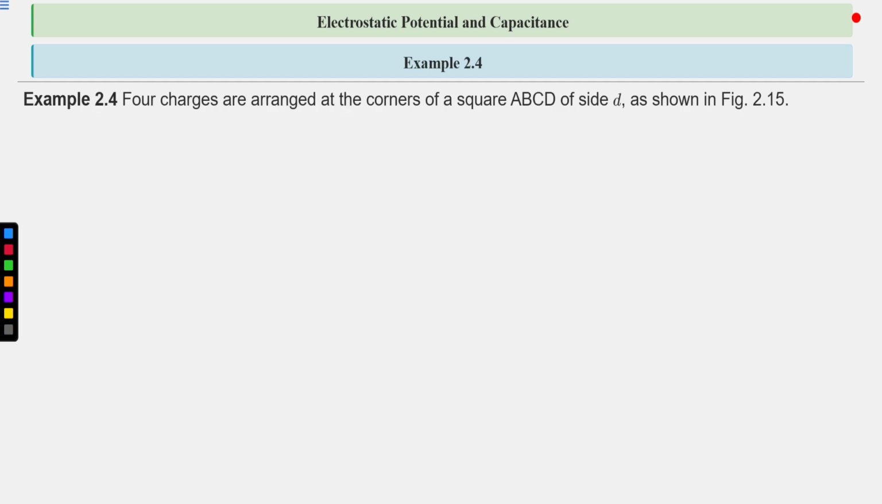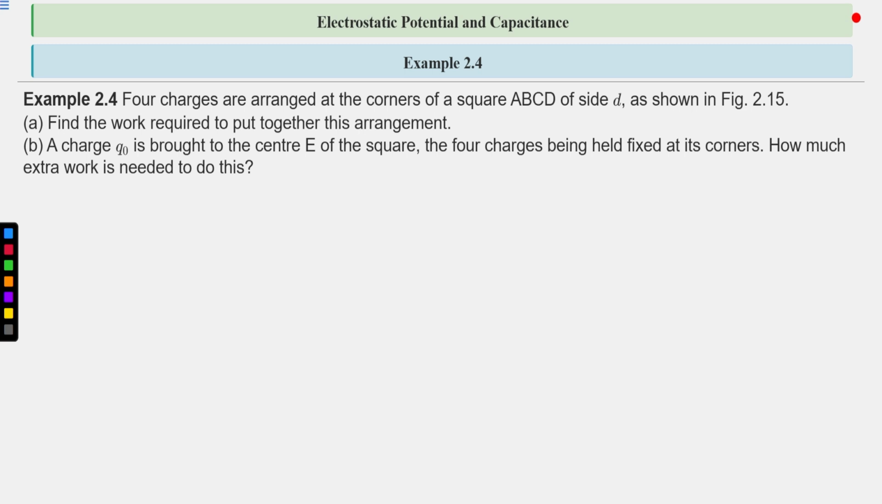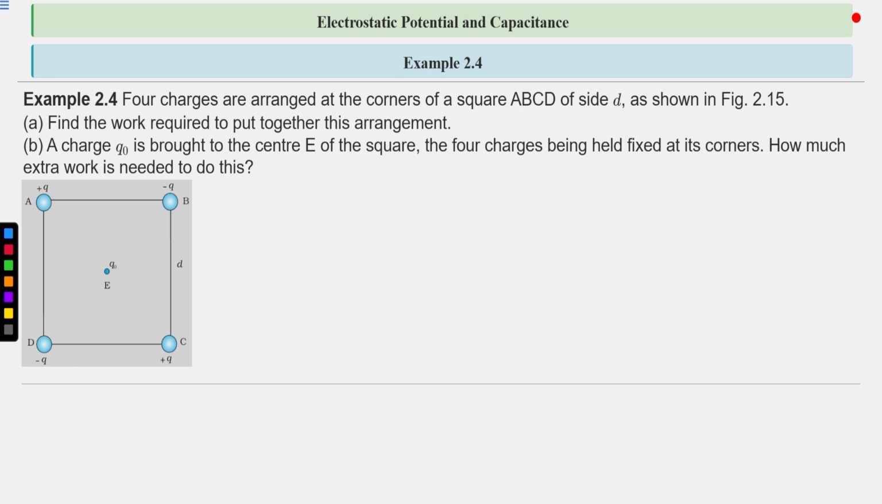Now, there is an example. 4 charges are arranged at the corners of square ABCD of side d as shown in the figure. Find the work required to put together this arrangement. And B part: a charge Q0 is brought at the center E of the square, the 4 charges being held fixed at its corners. How much extra work is needed to do this? So this is the diagram.